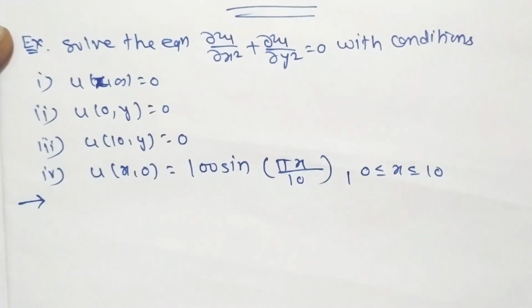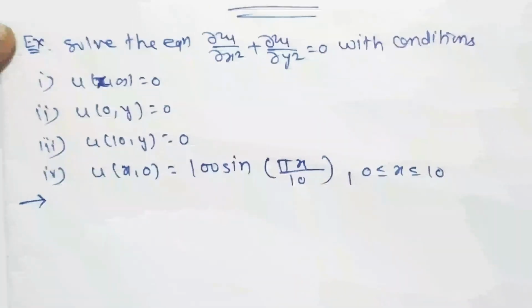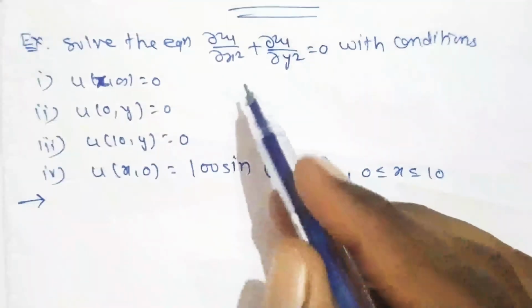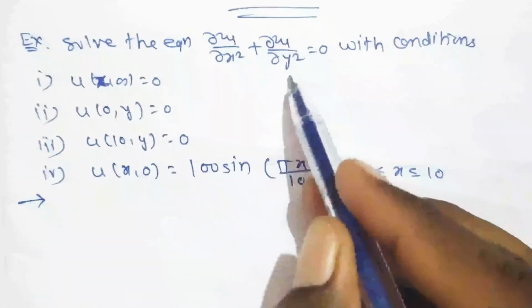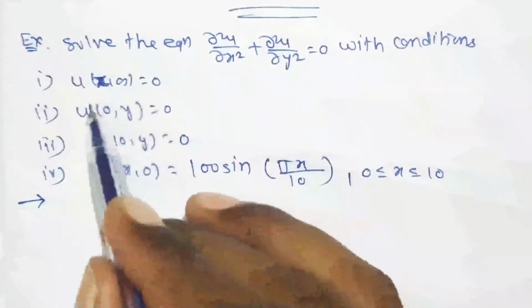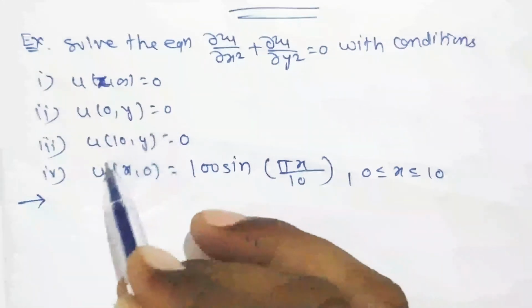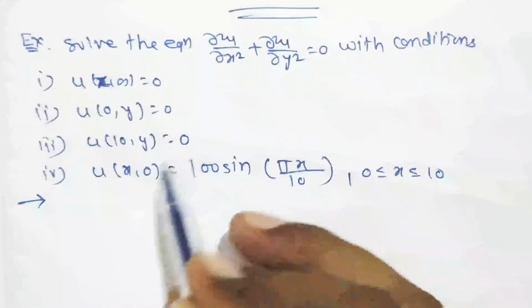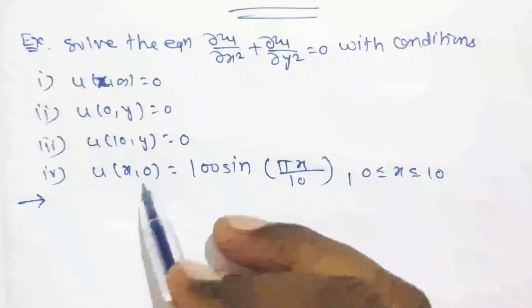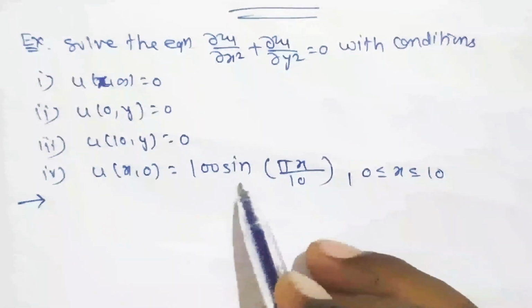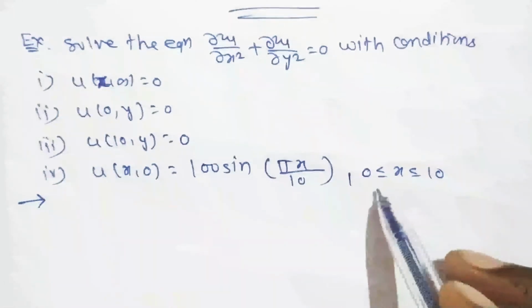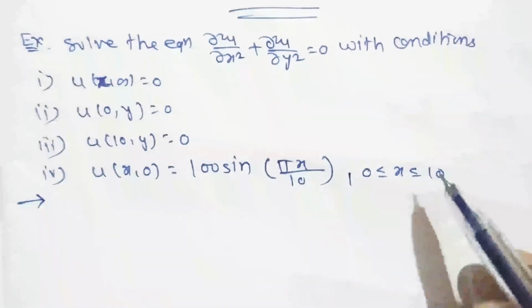Today we are going to take one problem on Laplace equation, that is two-dimensional heat equation. So the problem is, solve the equation ∂²u/∂x² + ∂²u/∂y² = 0 with conditions u(x, ∞) = 0, u(0, y) = 0, u(10, y) = 0, and u(x, 0), which means initial temperature, is equal to 100 sin(πx/10), 0 ≤ x ≤ 10.